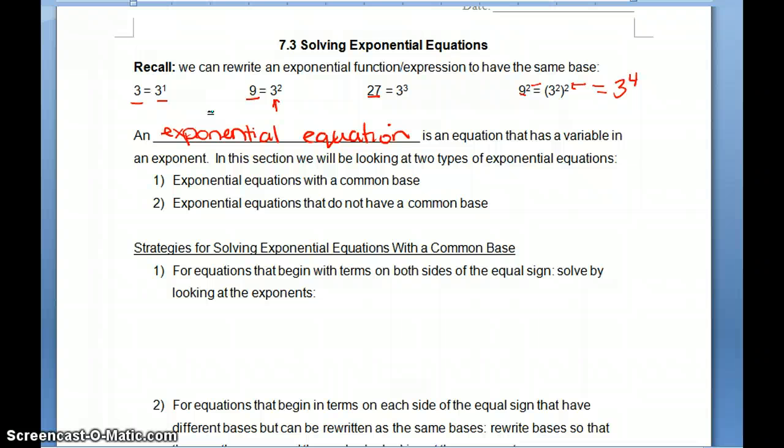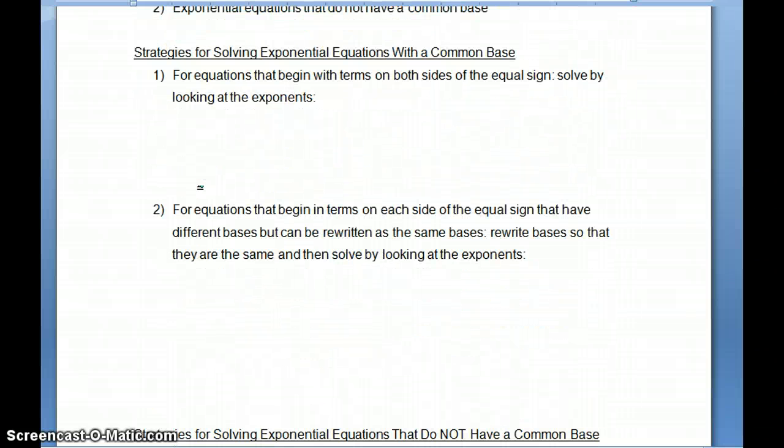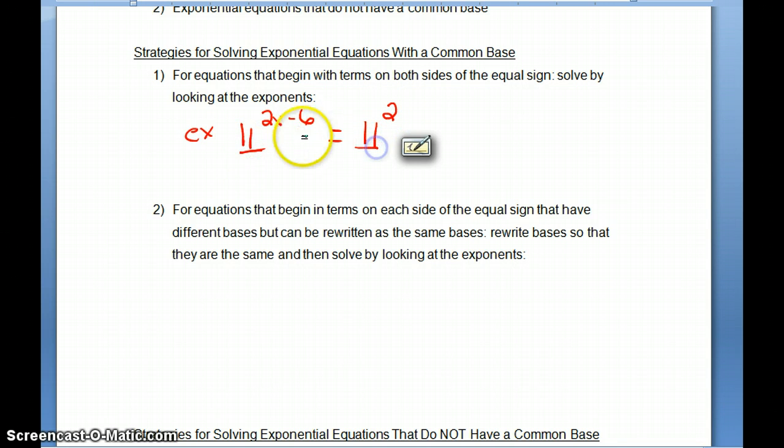Okay. So we're going to look at the first type of exponential equations. Here we have common bases. And we can split this up into 2 situations. The first one is when we have an equation that begins with terms on both sides of the equal sign. So we have some on our left and the right. As long as those are common bases, all we have to do is look at the exponents. So let's do an example here. Suppose we had 11 to the power of 2x minus 6, and that is equal to 11 squared. Notice here we have the same base. So all we have to do is look at those exponents. Okay, so we'll say 2x minus 6 must be equal to 2.